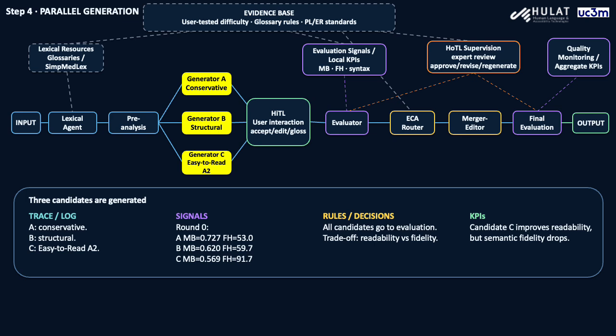This shows the main trade-off. Candidate A has better semantic fidelity, but lower readability. Candidate C is easier to read, but loses more meaning. So the most readable output is not always the most faithful one.